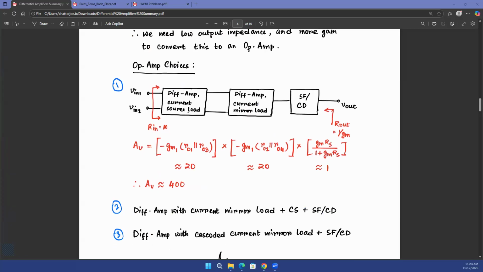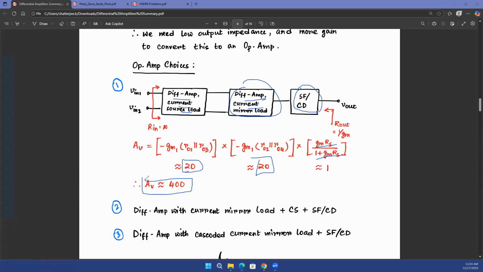So my first stage could be a differential amplifier with current source load. It has two inputs and two outputs. Then I can have another stage of diffamp with current mirror load, two inputs and one output. Then I can have a source follower. From the first stage, let's say I have a gain of 20. From the second stage, again, let's say a gain of 20. And the third stage, which is the source follower, the gain should be GMRS divided by 1 plus GMRS. If GMRS is much larger than 1, then this entire quantity is almost equal to 1. So you can have a gain of, let's say, 400, which is not bad. It's not infinity, but it's not very close to 1 or 10 either.